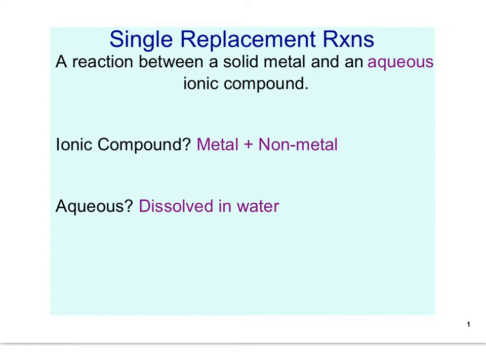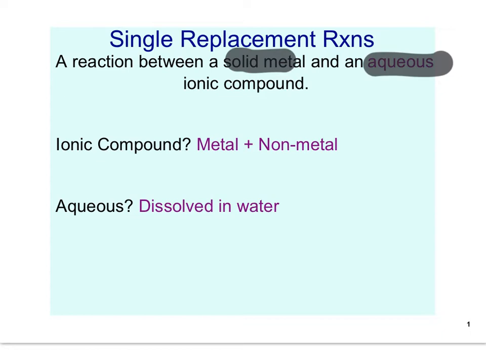So today we're going to start talking about single replacement reactions. A single replacement reaction is a reaction that is going to occur between a solid metal and an aqueous ionic compound. I know you haven't seen that word aqueous before, or you probably did back in 9th grade, but maybe don't remember it.